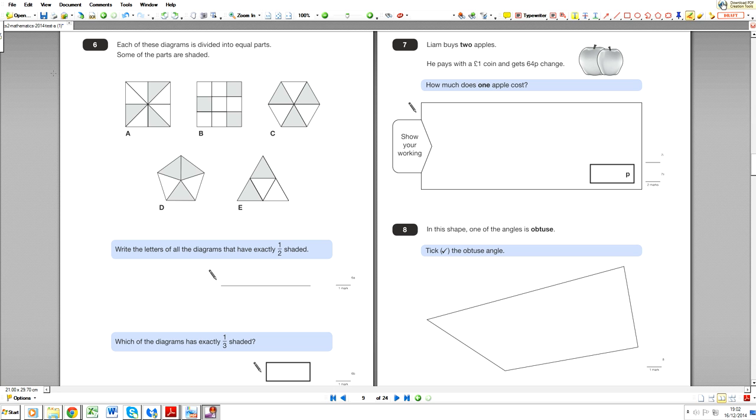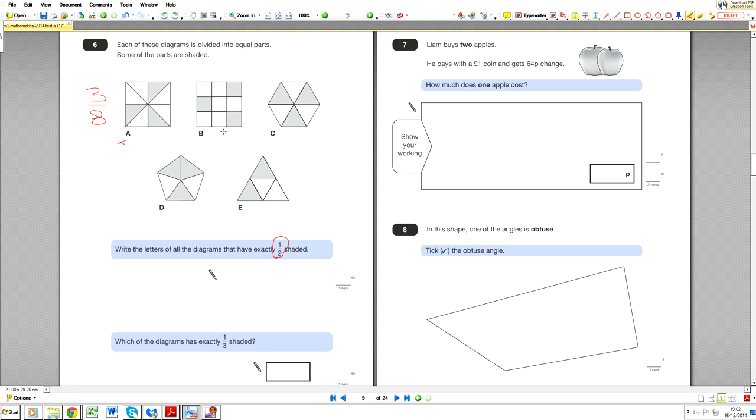Okay, question number 6. Each of these diagrams is divided into equal parts. Some of the parts are shaded. Write the letters of all the diagrams that have exactly half shaded. Okay, now let's have a look. How many parts do we have here altogether? 8 parts. How many are shaded? 3 parts. See, Mr. Kamal, you need to engage your brain before you engage your mouth. So the answer is 3/8. Is that half? No. Next one.